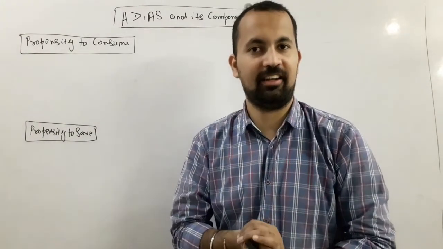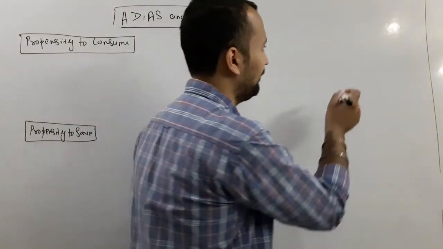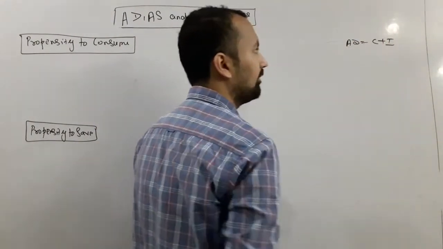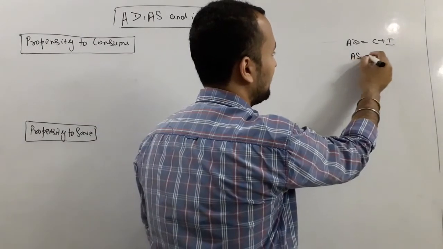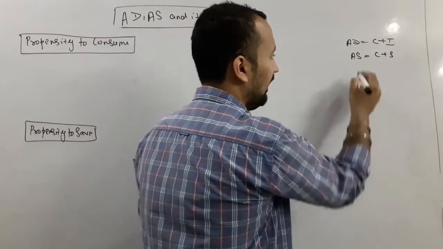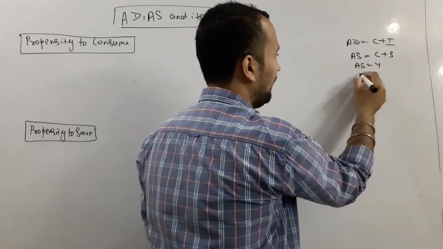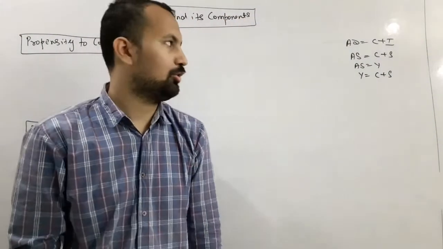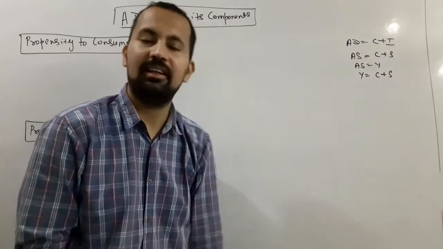Before starting these headings, we are going to revise some formulas, that is AD equals C plus I, or AS equals C plus S. AS can also be termed as Y, so Y equals C plus S. This was the topic we have already done in the last class.